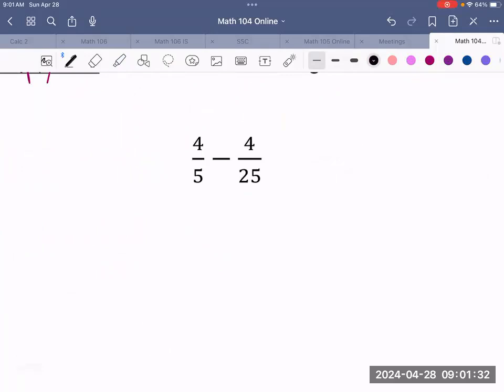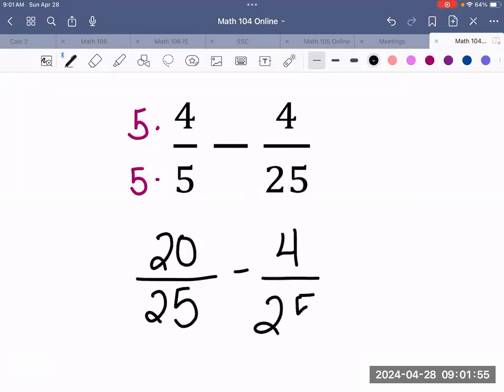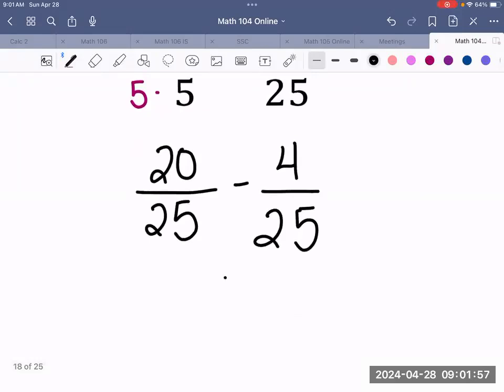All right, so 5 and 25, kind of like what we did with the 1/2 and the 1/4. This 5 can easily be made into a 25 by multiplying by 5. 4 times 5 is 20 over 25 minus 4 over 25. Going ahead and subtracting the two, we have 16 over 25, which they do not share anything in common and is considered fully reduced.